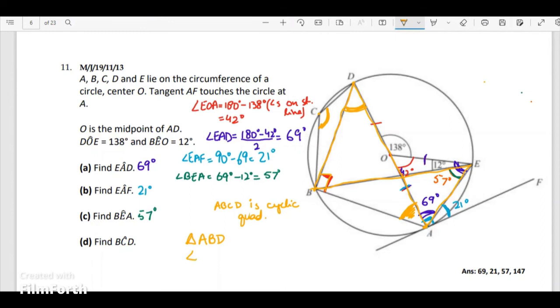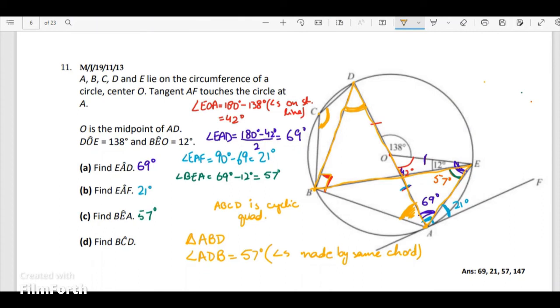So what I have now figured out is angle ADB would be 57 degrees. The reason for this is angles made by the same chord. All right.